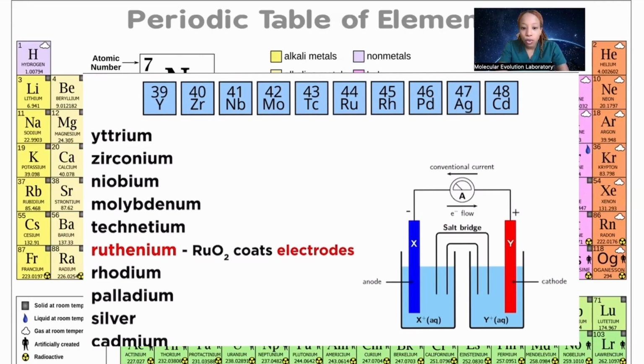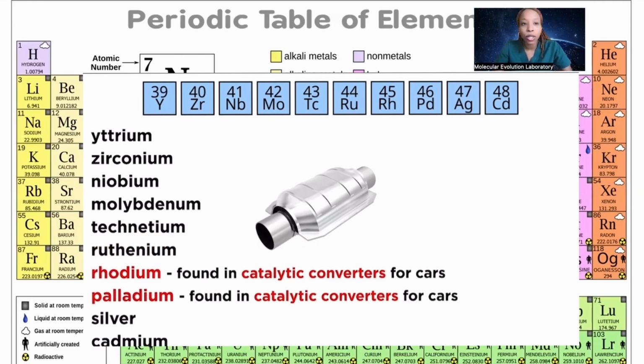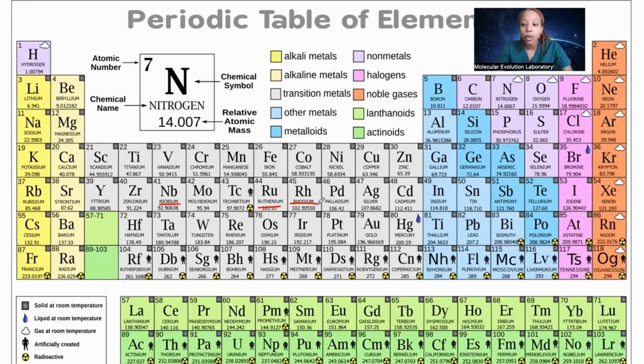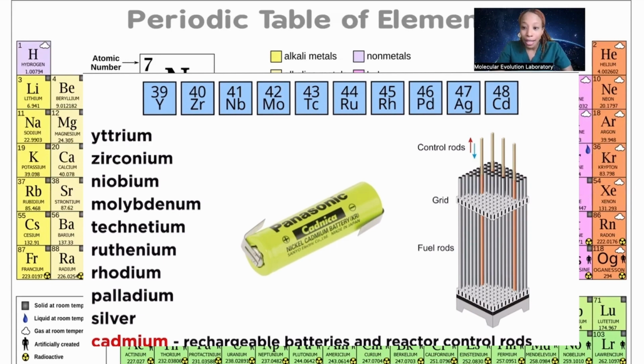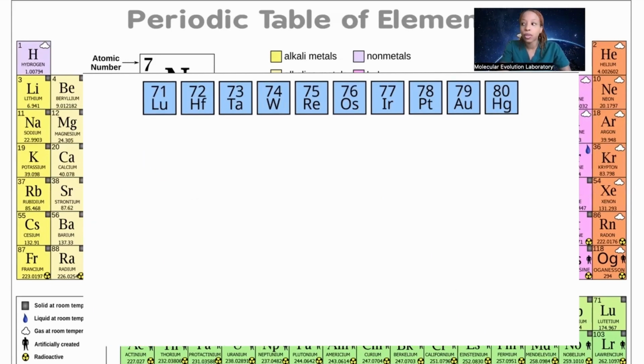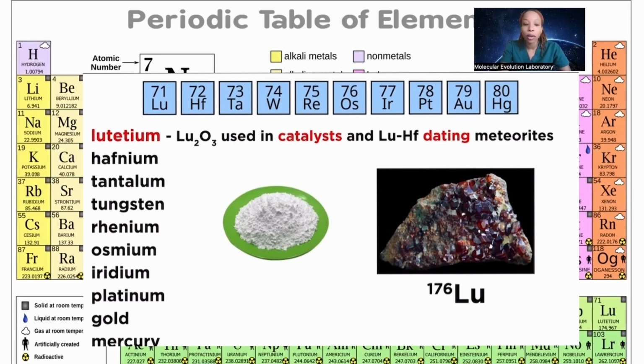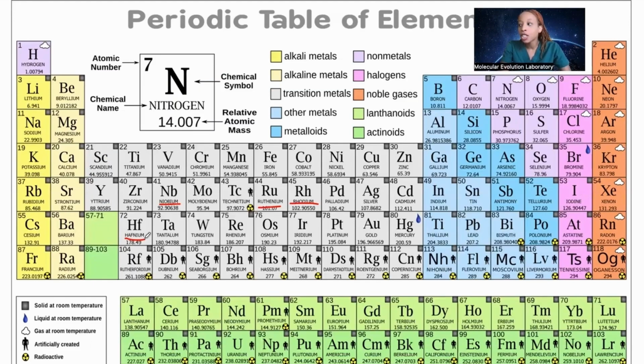Ruthenium is used to coat electrodes. Rhodium is used in catalytic converters for cars. Palladium also is used for the same thing. Silver, we already know, is used to make jewelry, coins, and mirrors. Cadmium is used for rechargeable batteries. Lutetium is used as a catalyst in the petrochemical industry. Hafnium resists corrosion and is used to make wires.